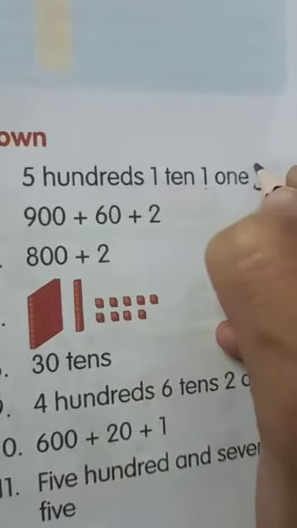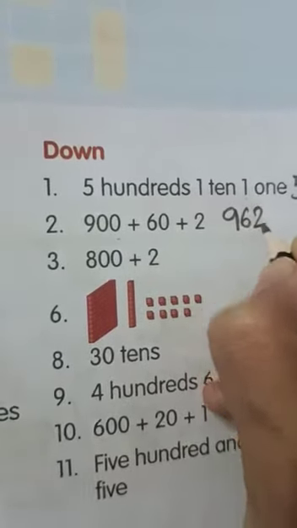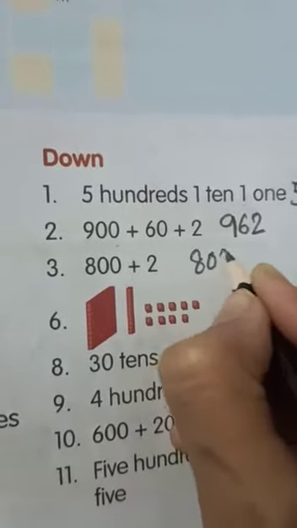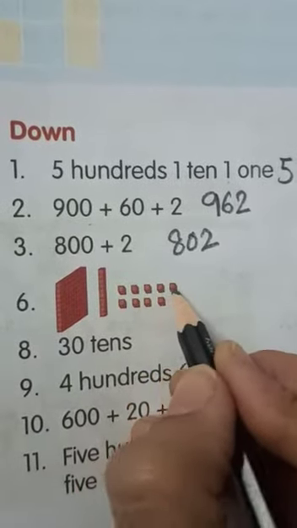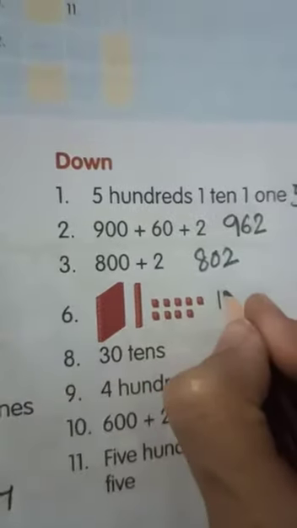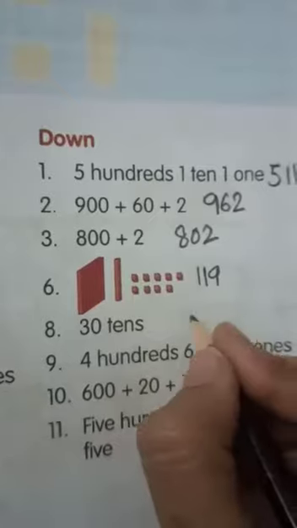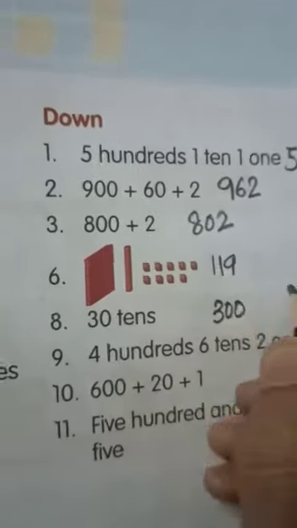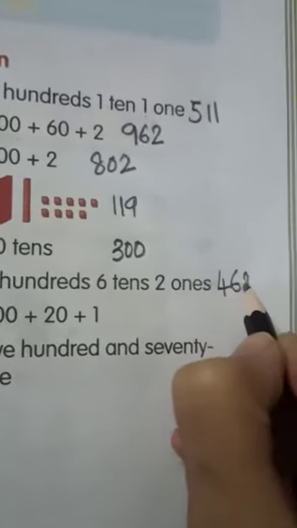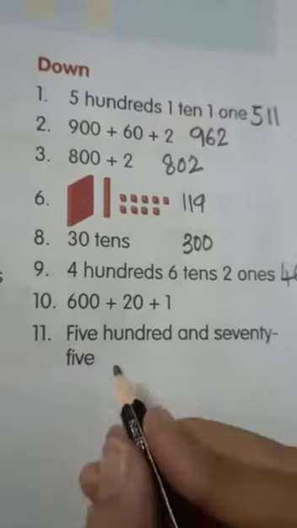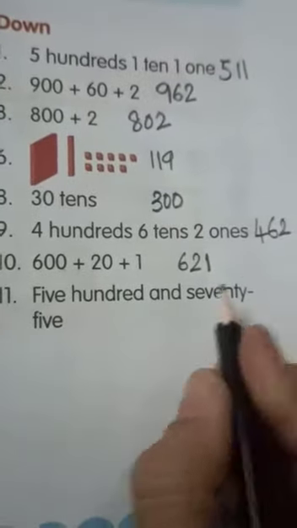That is 511. This is 962. This is 802. And this one is 100 and 1, 2, 3, 4, 5, 6, 7, 8, 9: 119. Because on the tens place we have only 1 ten. 30 tens is nothing but 300. This one 4 hundreds, 6 tens and 2 ones, 462. 621. 575.